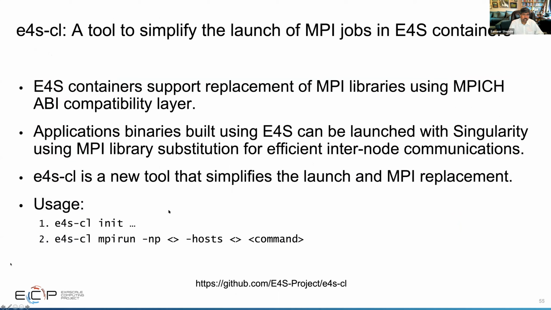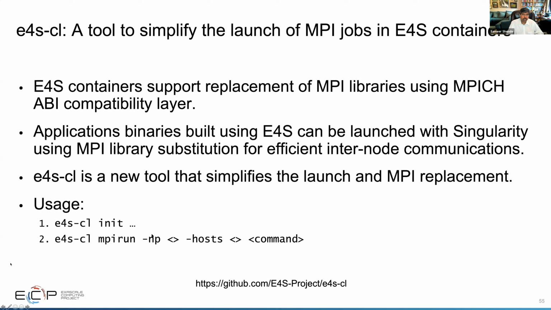You can clone this repo. And the idea here is that it's very cumbersome to replace the MPI libraries, and you have to learn a lot about the environment. You have to set LD library paths. And this is just a simple tool where you can say, initialize my environment. I'm going to use this MPI, this Singularity runtime. This is the location of the MPI directory. And then it will extract that information, create a profile, and store it in the E4S-CL database.